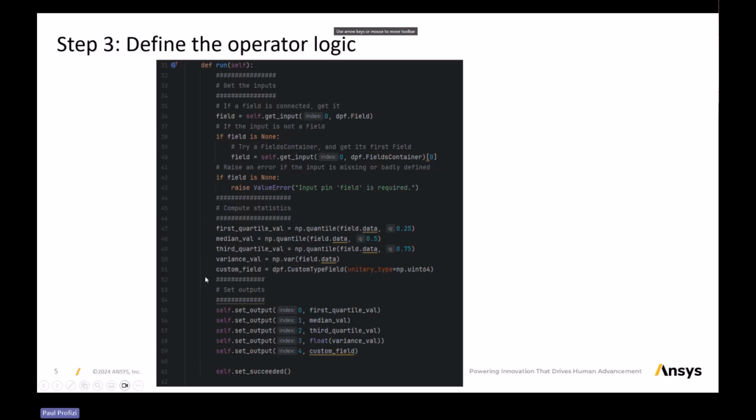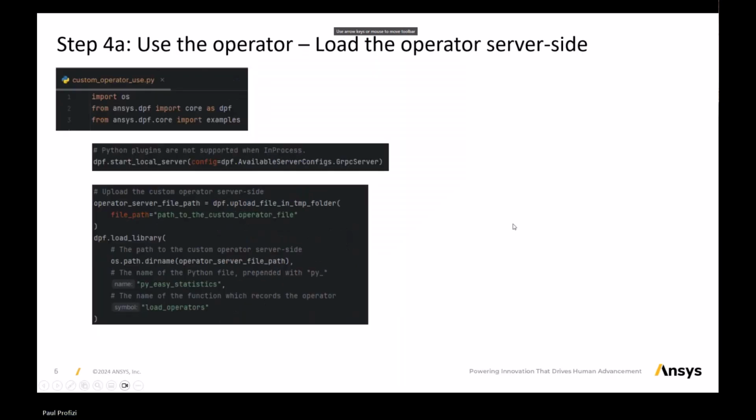Then I just set some outputs as defined by the output pins, and I call set succeeded to know that the operator succeeded if I reach this line. And then how we can use the operator. So I made another script, which is this time a user script, let's say, the one I'm actually going to run. It's called custom operator use.